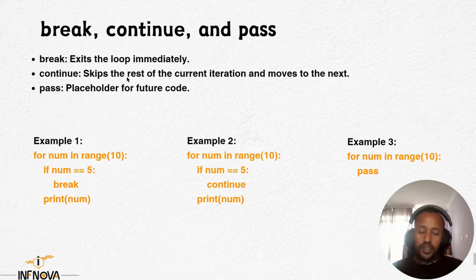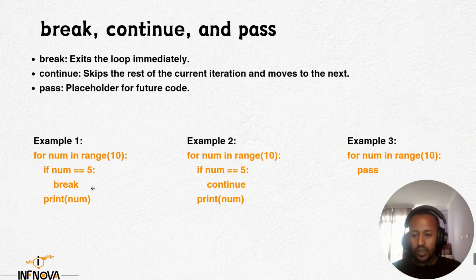So break, continue, and pass statements. These are statements that you use very often, and it's very important to use them in most cases. The break statement would break our loop, even if it doesn't complete, due to a certain condition getting satisfied. For example, here, if num is equal to 5, it's going to break the loop.